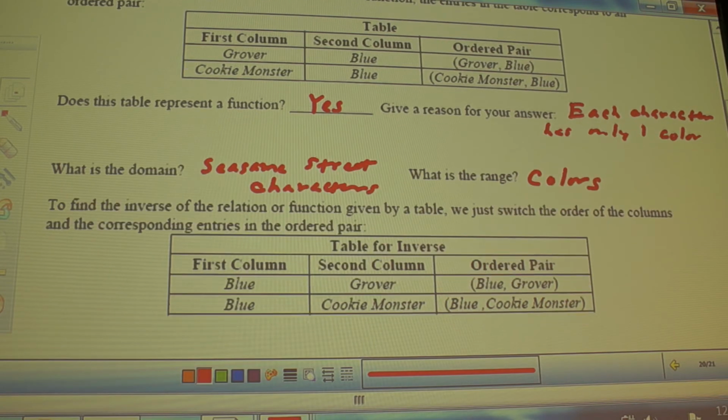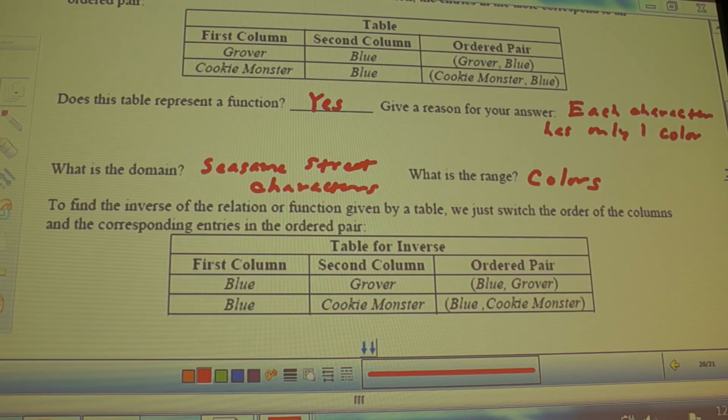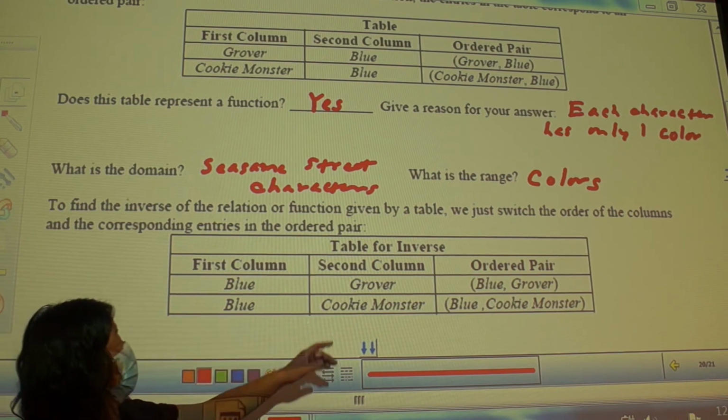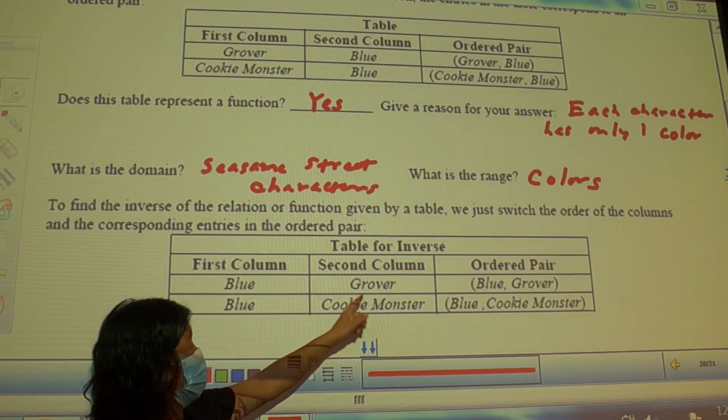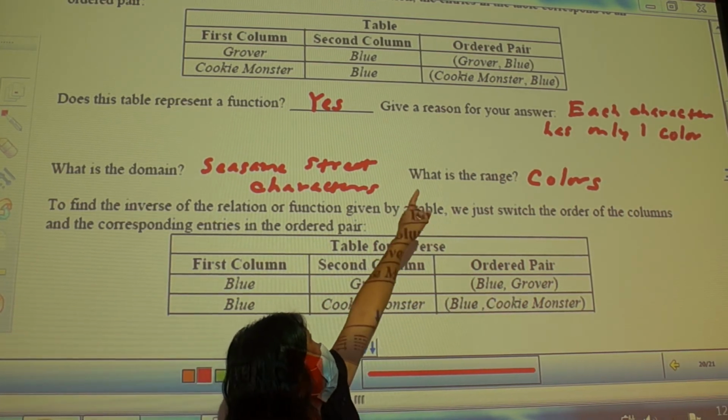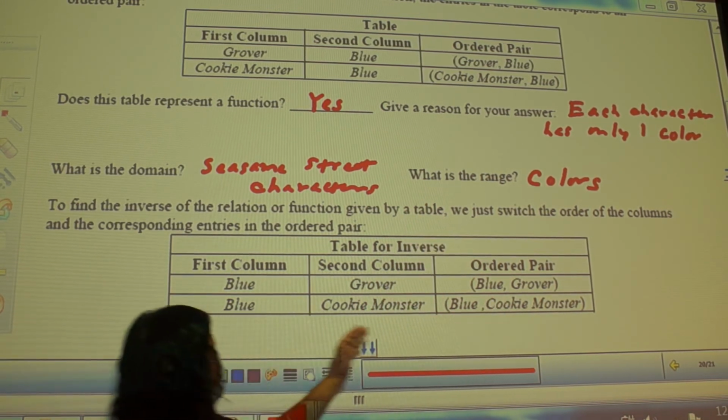Good. Now, find the inverse. You're going to swap them. Put in blue, you get Grover. Blue, comma, Grover, right? The other one I had was Cookie Monster, blue, so it's blue, Cookie Monster. You put in blue, you get Cookie Monster.